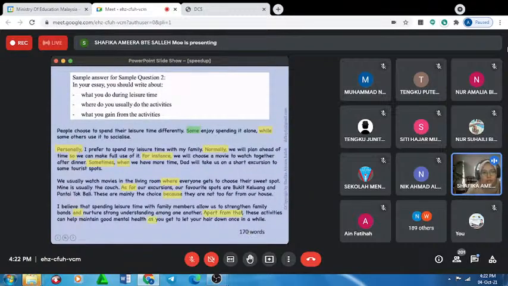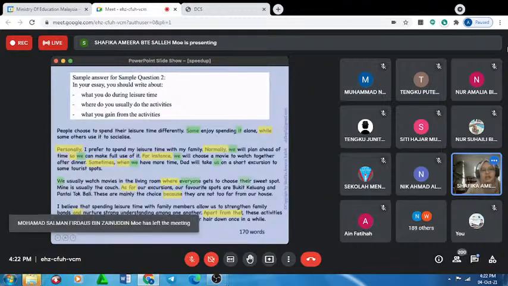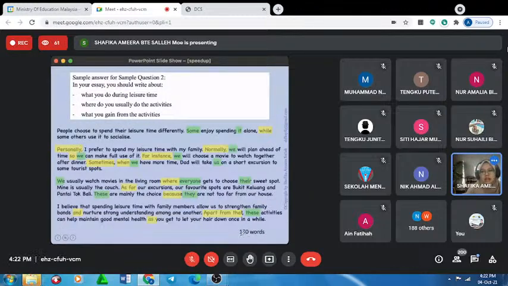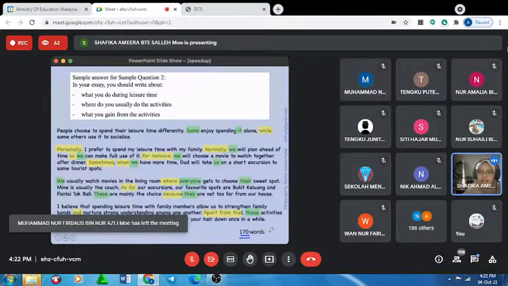There's another in your module tu ada second question on page 10. Okay, so this would be the sample answer for that question, and the length of the essay is just 170 words. Maksudnya just enough, tidak terlalu panjang macam tadi. Yet the long one tadi and this short one both deserve full mark, 20 out of 20.